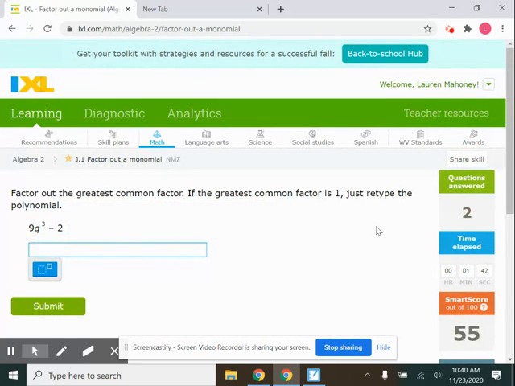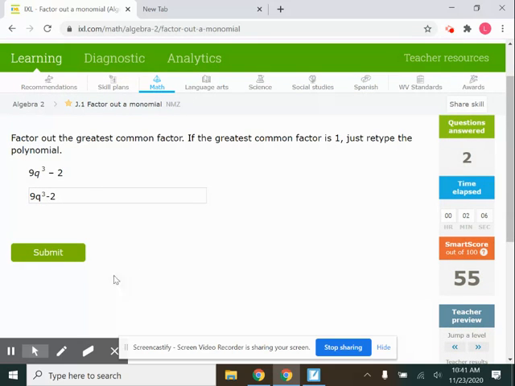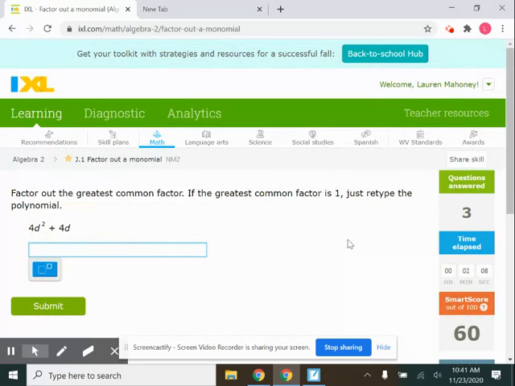Okay, so this one, 9q cubed minus 2. There's no number besides 1 that I can divide both of the numbers by, and only one of them has a letter. The greatest common factor is 1, so I would just retype 9q cubed minus 2. I do want to note in this section, if you do not use the correct variable, it will mark your answer wrong, so just be aware of that. Okay, so that's our first one.